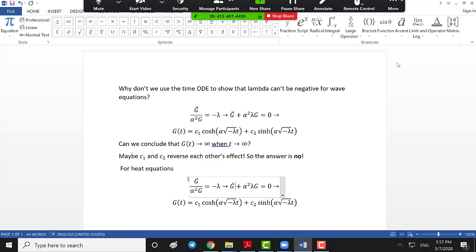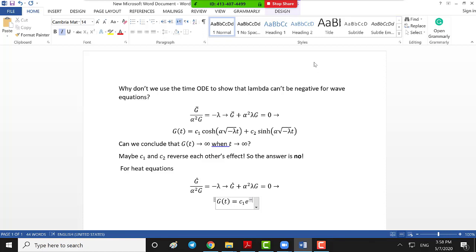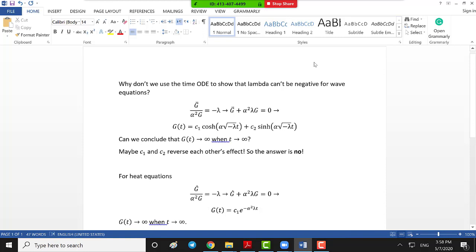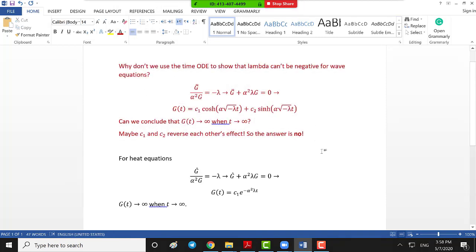So the time ODE was this, and the solution was C1 e to the minus alpha 2 lambda t, and we could say g of t goes to infinity when t goes to infinity. But here, because of the different solution that we have for g of t in the time ODE, we can't say that. So this is what you have to keep in mind. This is very important. Okay, guys, please do a print screen and save this Word file. This is very important.